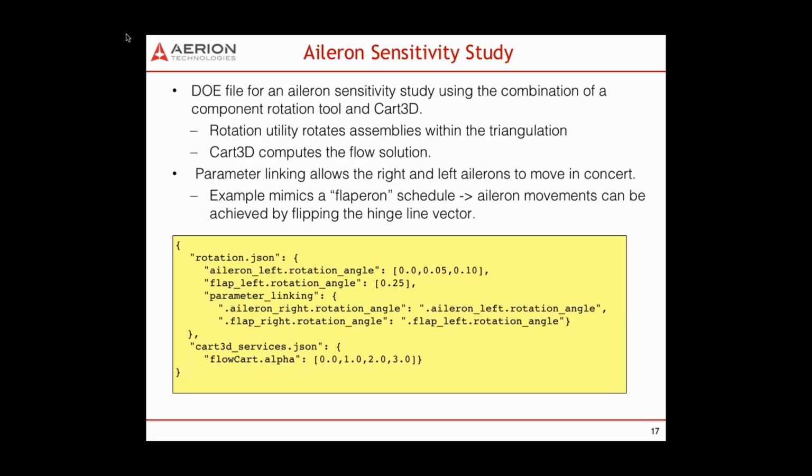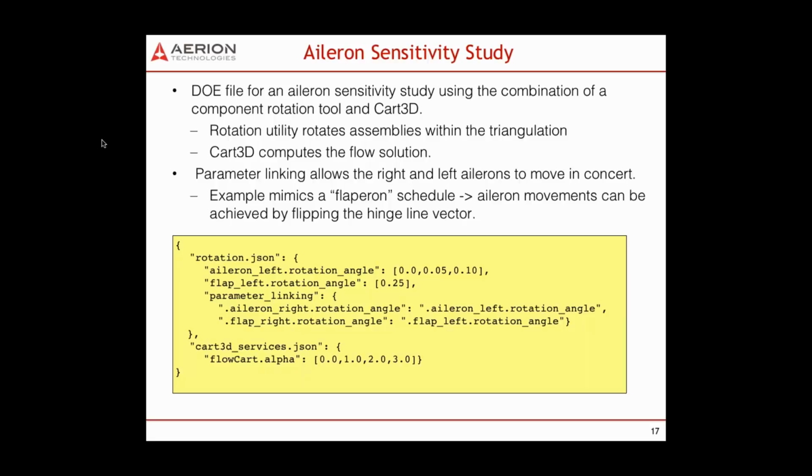Obviously, there are 2 ailerons in this particular case, and I would like their movement to be correlated with one another. This kind of mimics a flaperon schedule. And so there's a concept inside of Hydra that supports this called parameter linking, where I can make the right aileron basically move in concert with the left aileron. And that's what you're seeing there in that subblock within the rotation.json file.